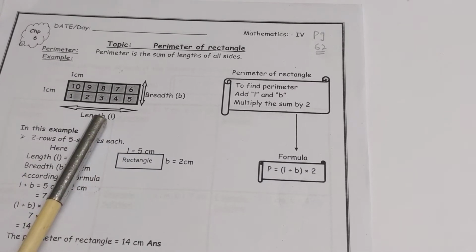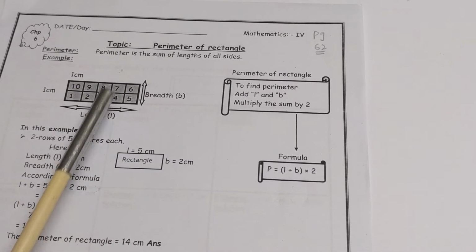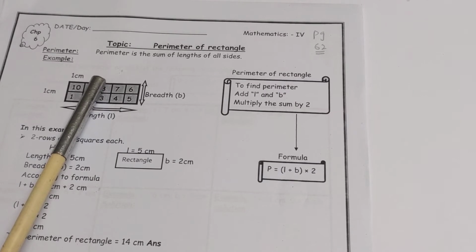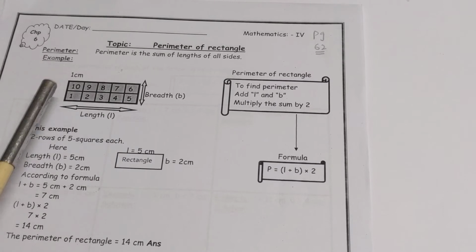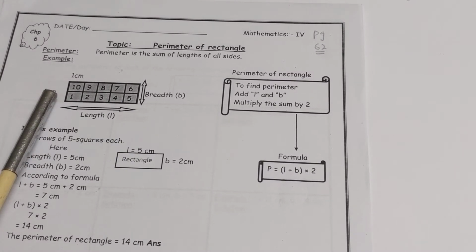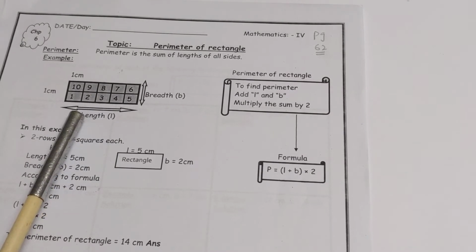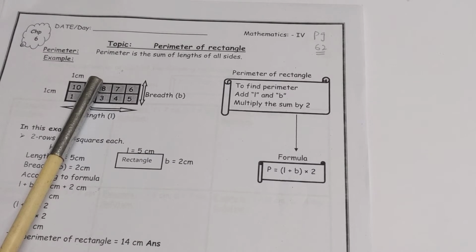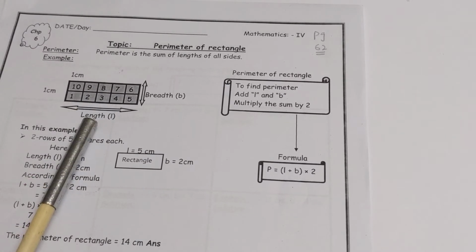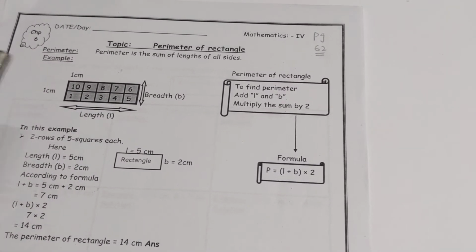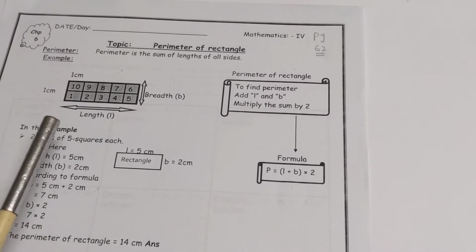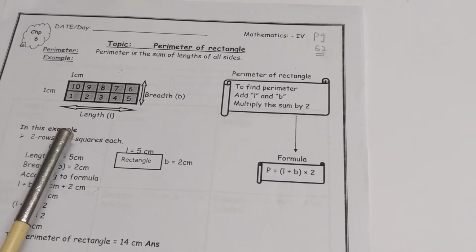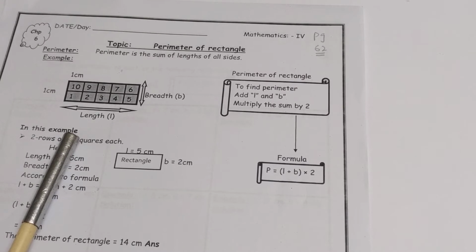If this side is 7 cm, then the opposite length will also be equal to 7 cm. If breadth is 2 cm, then the opposite side of the breadth will also be equal to 2 cm. So opposite sides of the rectangle are equal. If one length is given, it means the length of the other opposite side will also be equal to this given length. So a rectangle is a 4-sided closed figure where opposite sides of the rectangle are equal in length.